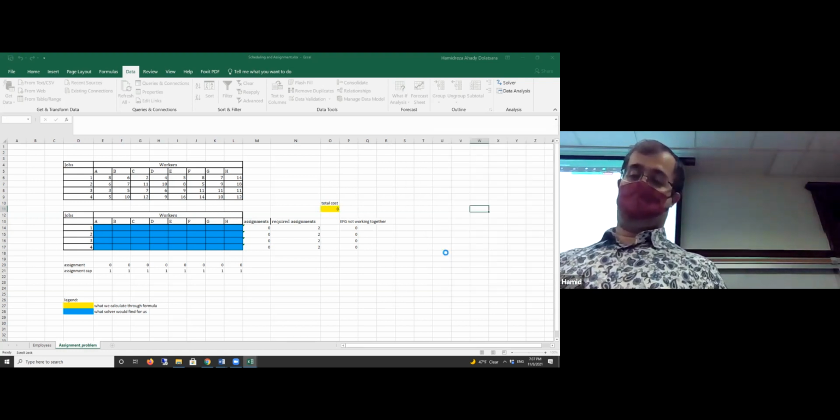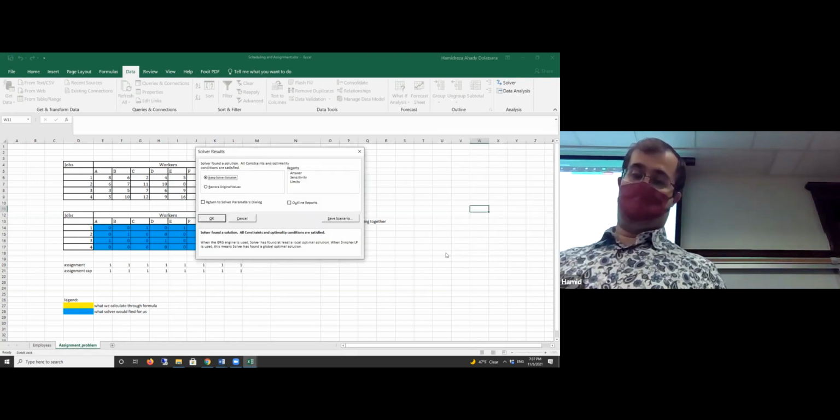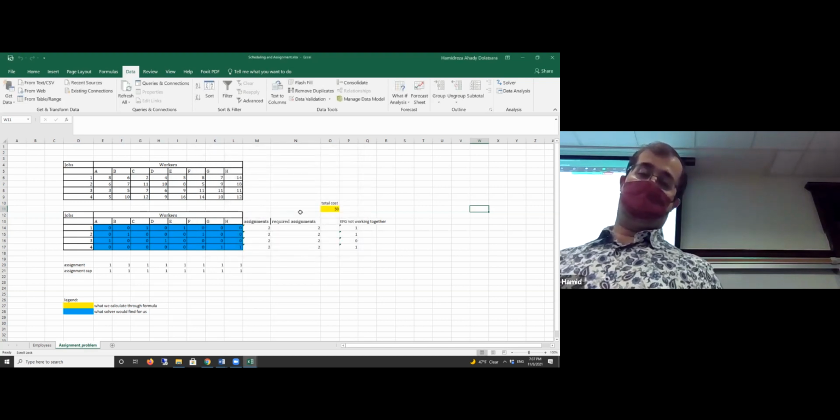Okay, press solve. I won't go to sensitivity because I think I talked about that in the last two or three sessions. So press OK, and the total cost is just 50.